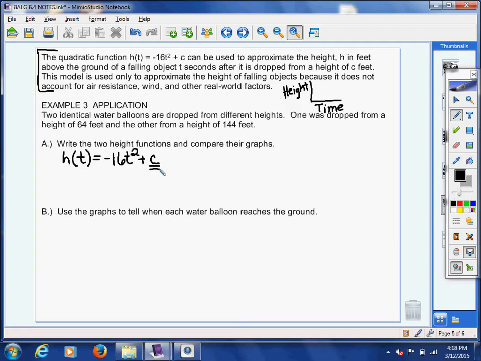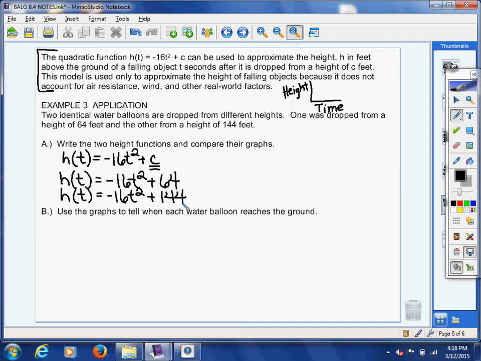So what they want us to do in letter A is write the two height functions and compare their graphs. So we're pulling from what we learned in example 2 up into example 3. Okay, so here are the two height functions. The first water balloon was dropped from a height of 64 feet, so I'm going to replace C with 64. The second water balloon was dropped from a height of 144 feet, and so I'm going to replace that C with 144.